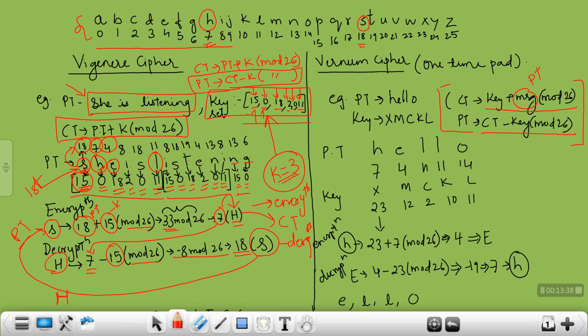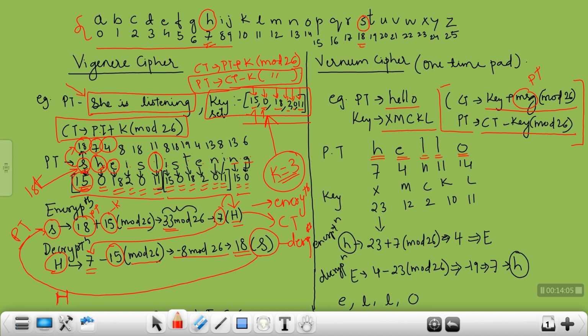The plain text that is provided to you is HELLO. What is the difference between the vigenere cipher and the Vernam cipher? The key here will be provided to you in the form of alphabets. Nothing to worry, ultimately when we are doing our modulus, we have to calculate the key in terms of its associated number. So the key will be provided to you in the form of letters. I have taken the plain text over here. So my plain text is HELLO.